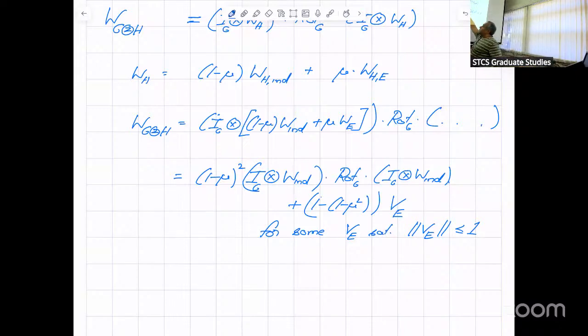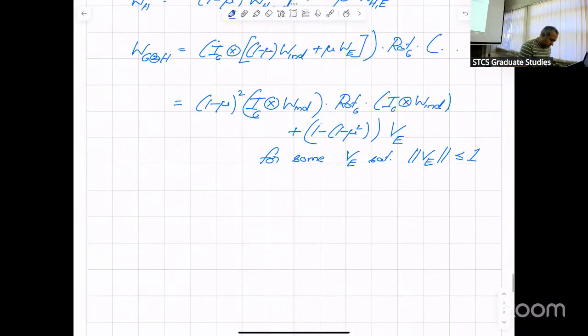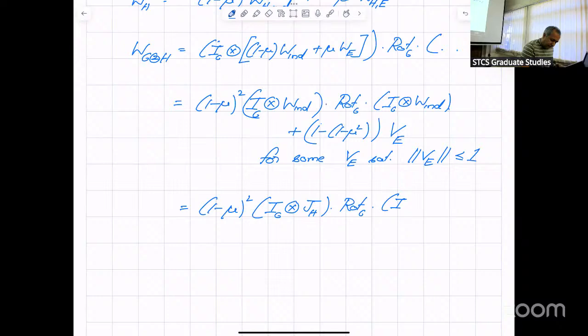So this doesn't affect my thing. It's that guy which is doing. That is not the independent one. You have to understand how, okay. What is W independent for H? It's just a uniform distribution. This is just 1 minus mu square I G cross J H rot G, I G cross J H. Possibly I'll have to scale by a factor.